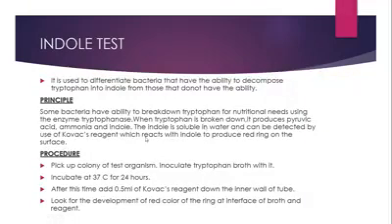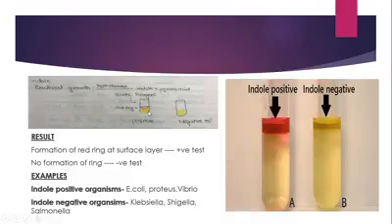When the tryptophan is broken down, it produces pyruvic acid, ammonia and indole. The indole is soluble in water and can be detected by the use of Kovac's reagent, which reacts with indole to produce the red ring on the surface, as I told you here.